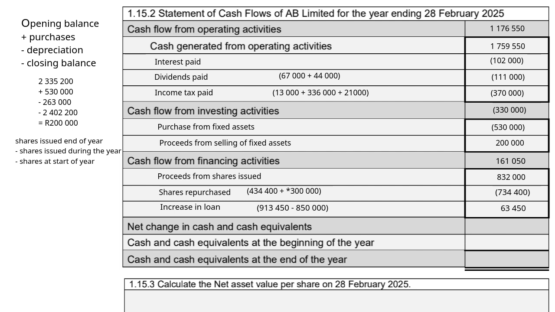So our net change in cash and cash equivalents will then be the cash flow from operating activities minus the cash flow from investing activities and adding the cash flow from financing activities to give you an amount of 1,07,600 Rand. Our cash and cash equivalents at the beginning of the year is 150,000 in brackets because it's an overdraft, and our cash and cash equivalents at the end of the year is 857,600.